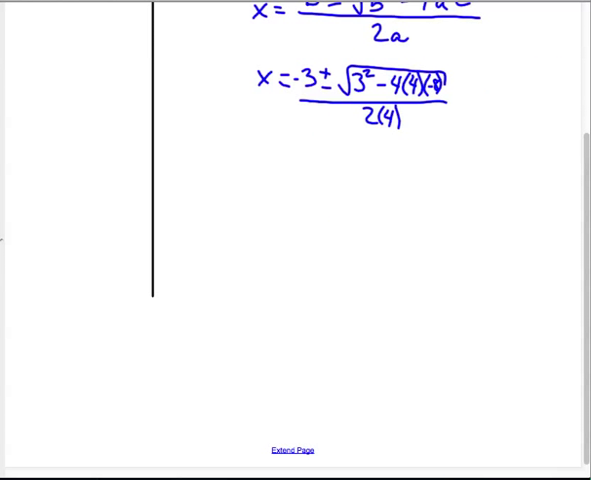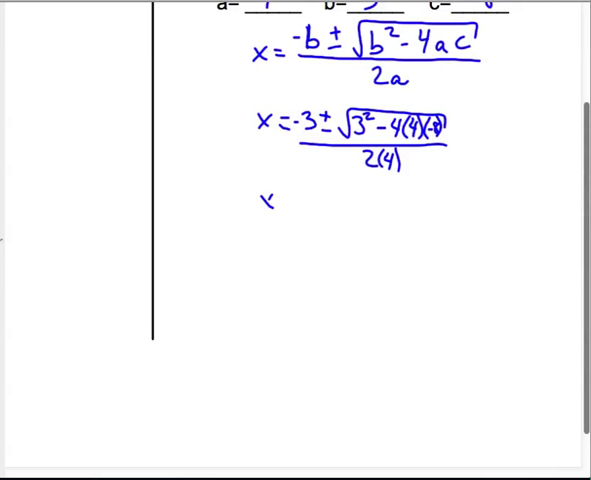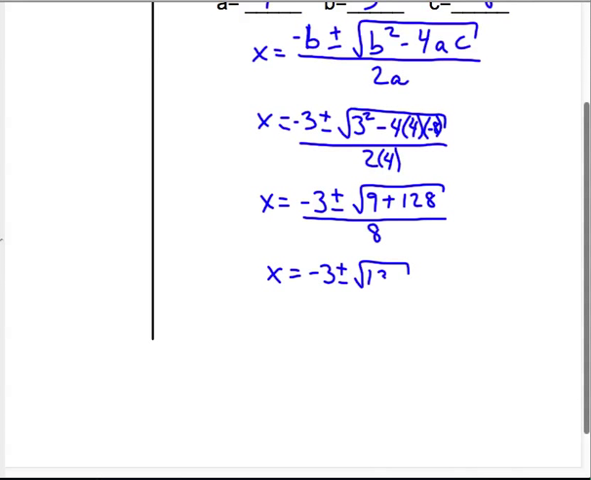Okay, so starting to simplify. 3 squared is 9, and 4 times 4 is 16, times 8 is 128, and again that negative times negative gives us a positive 128, and 2 times 4 is 8 in our denominator. So 9 plus 128 is 137, which again does not have any perfect square factors, so those are our two solutions. Again, negative 3 plus the square root of 137 over 8, and negative 3 minus the square root of 137 over 8.